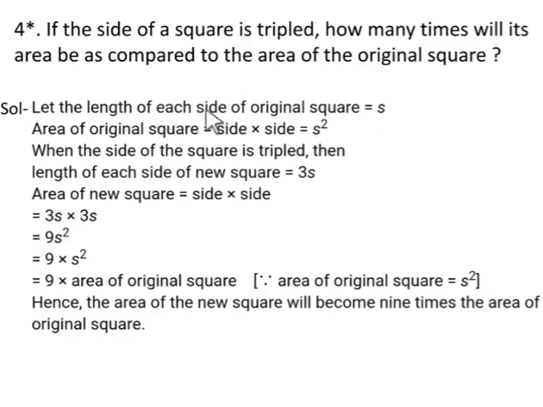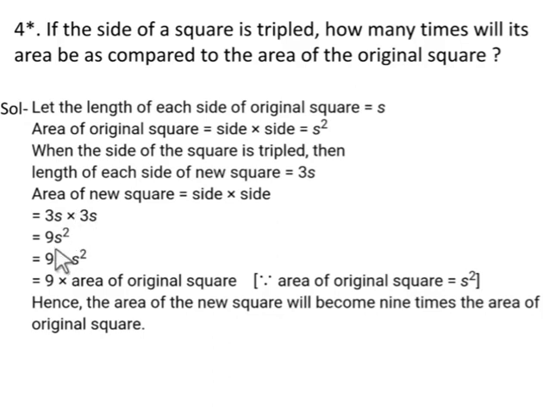So, let us consider each side of original square is S. So, this is the side of original square. So, the area of original square will be side into side, that is side square. Now, here the side of square is tripled. Therefore, the side of new square will be 3 times that of the side of original square, that is 3S. Area of new square will be side multiplied by side, that is 3S multiplied by 3S. Now, 3 into 3 is 9, S into S is S square.